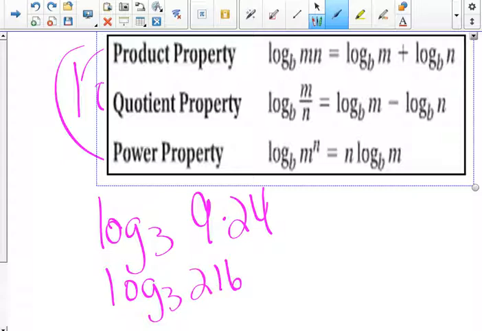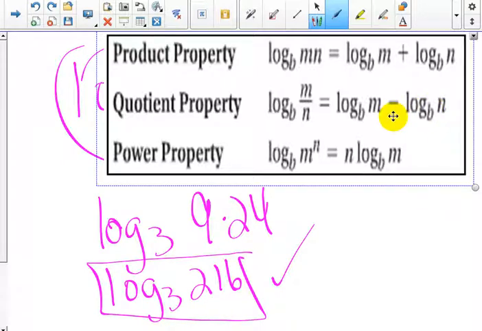Now we could try to rewrite 216 in powers of 3 and simplify, but actually for this problem set, we're good. Okay? If you were taking a test, I would just look at all my answer choices and see if they were simplified or not. And if they weren't, if this answer was there, you're done. Okay?